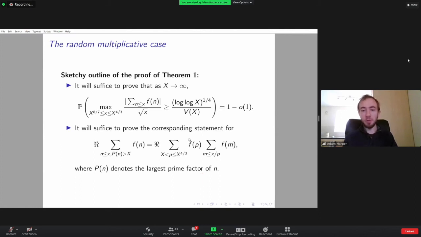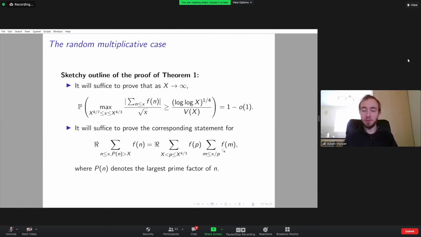But if you look at this, we have these independent random variables f of p, and we have these sums of f of m. And the primes that occur here are all very big, and the numbers m in these inner sums are all relatively small because they're little x divided by these large values of p. So there isn't actually any overlap between the f of p's that occur here and the f of p's involved in these inner sums. So these coefficients f of p are independent of all these inner sums.